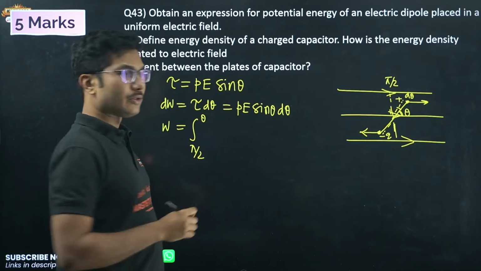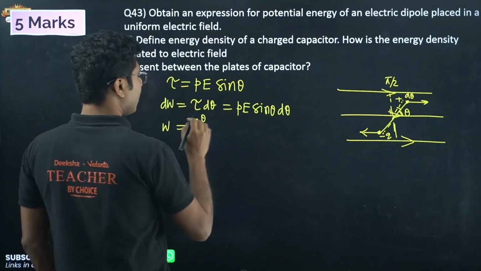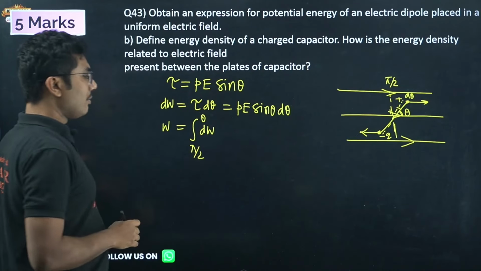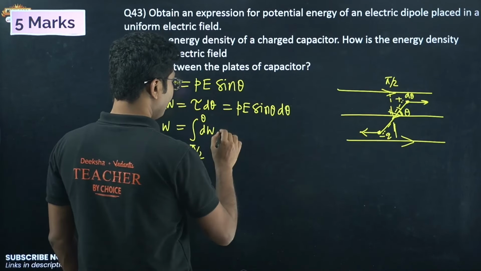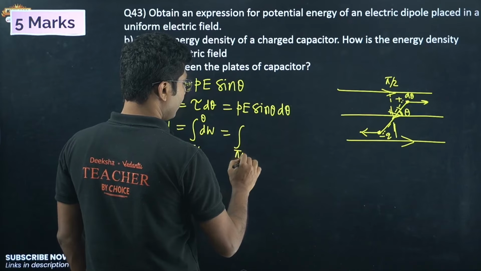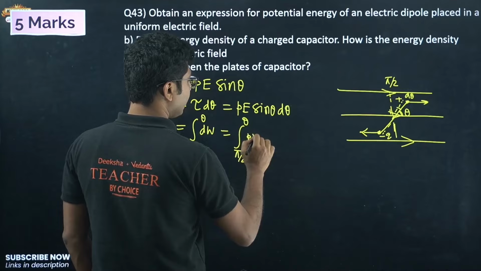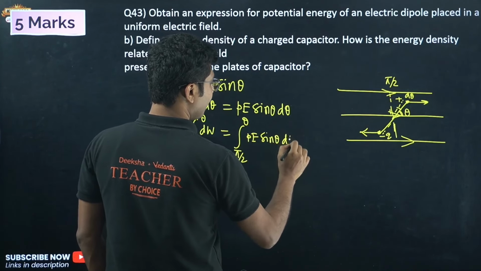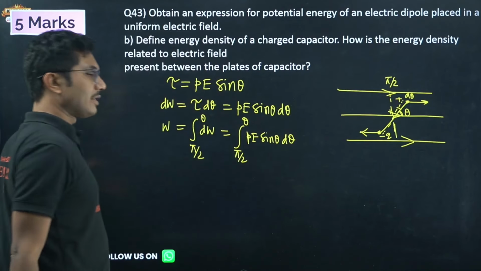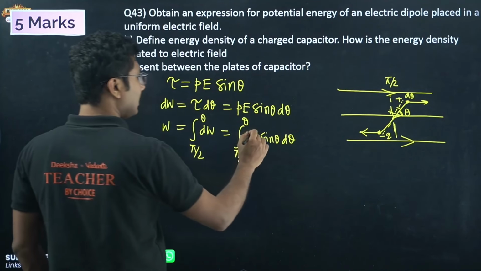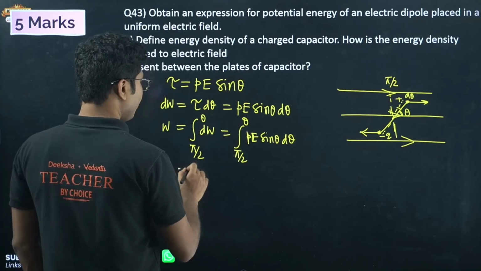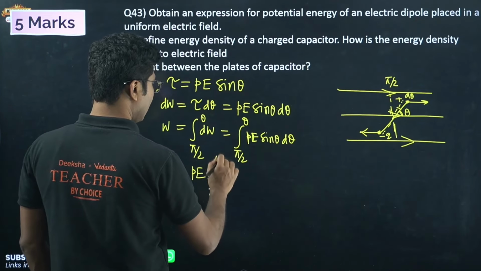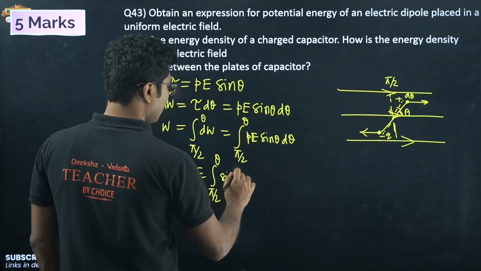Why are we choosing pi by 2? You will see that in a while. Total work done to rotate it from pi by 2 to theta is given by the integration from pi by 2 to theta of dW, that is the integral of PE sin theta d theta. It is sometimes difficult to remember, so I will give you a hint. P is constant for a given dipole, and the electric field is uniform, so constant, so P and E will be out of the integration. We are only left with the integral from pi by 2 to theta of sin theta d theta.